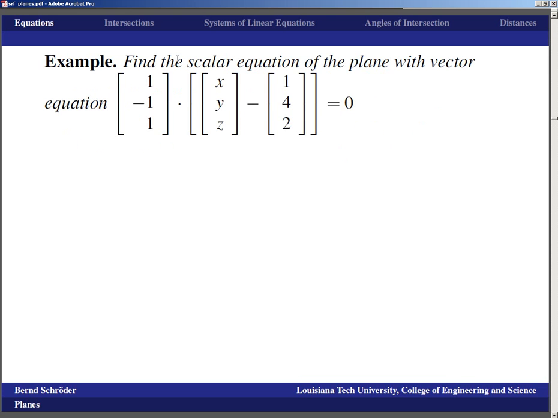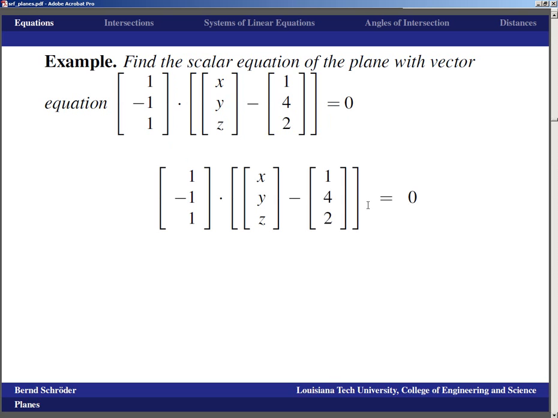Alright, so as an example, find the scalar equation of the plane with vector equation 1, negative 1, 1 times x, y, z minus 1, 4, 2 equals 0. That is the equation of the plane that we had just in the previous example. I just divided everything by 15, which is not a problem because the right-hand side divided by 15 is 0, and the left-hand side divided by 15 gives us this handier normal vector.